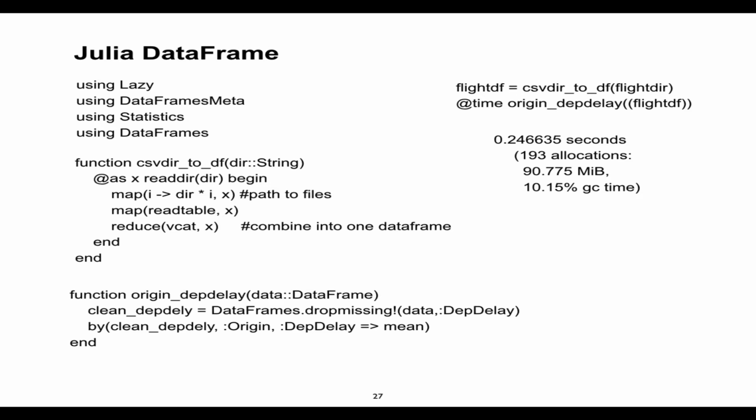And this exclamation point is important, because if you say drop missing, it creates a new data frame with the data without the particular missing points. And when you do that, time goes way up because you have to allocate the memory for that new data frame, and that would then dominate.